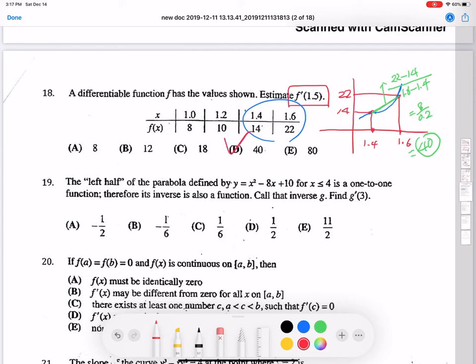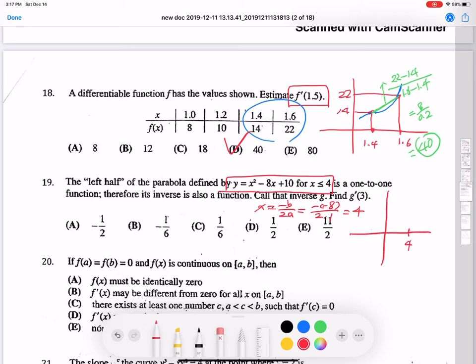Number 19. The left half of the parabola defined by y equals x squared minus 8x plus 10. So you should understand this function for x less than or equal to 4. There's a left half, that's why x is less than or equal to 4. How can you find the vertex point x coordinate? Negative b over 2a. This is an Algebra 2 formula, right? Negative negative 8 over 2 times 1, which is 4. So where is the vertex? Vertex is at x equals 4.